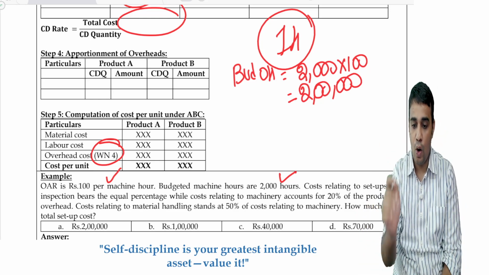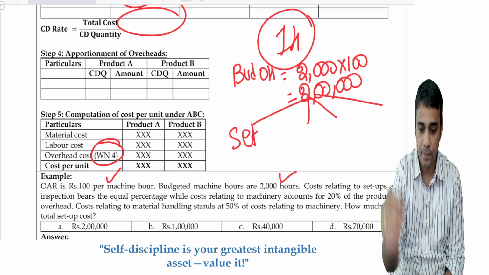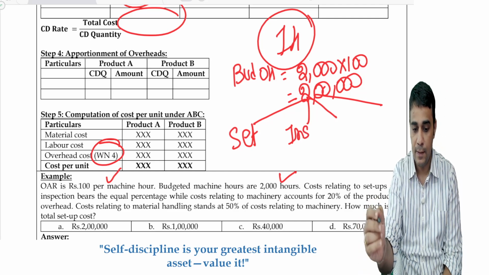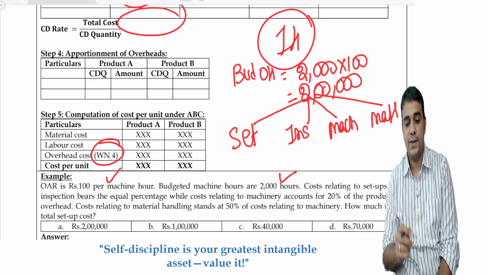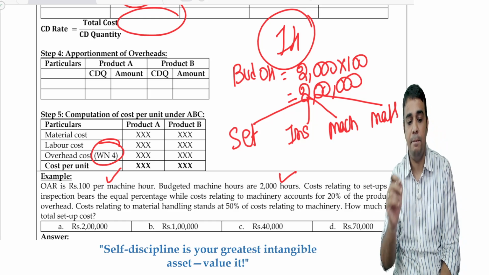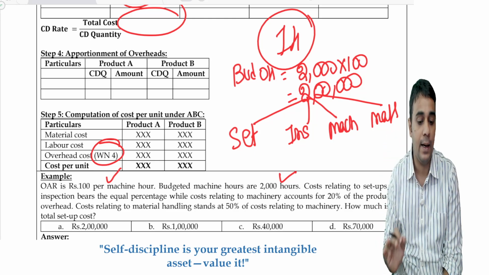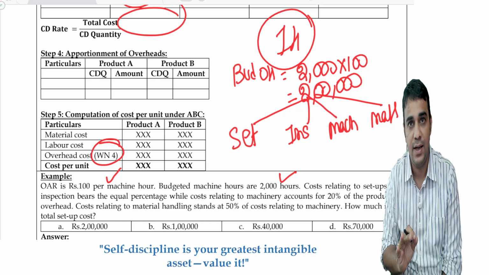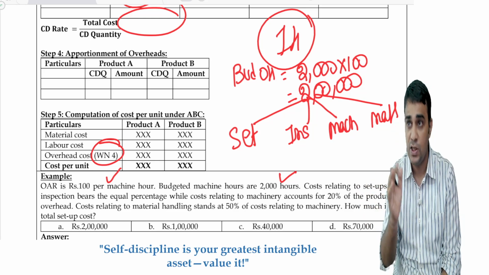In this, break the cost into four: first is setup, second is inspection, third is machinery, and fourth is material handling. Four costs are there. Now let's read the wording and you will understand. It says cost relating to setup and inspection bear an equal percentage. Equal is okay, what percentage they did not say. Setup is separate, inspection is separate, they bear equal percentage. How much, we don't know.